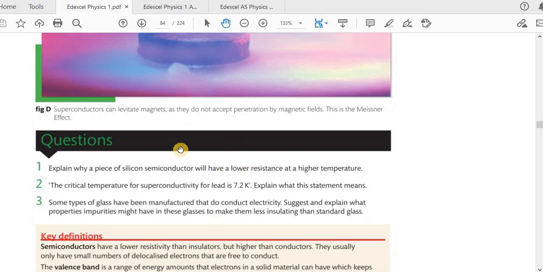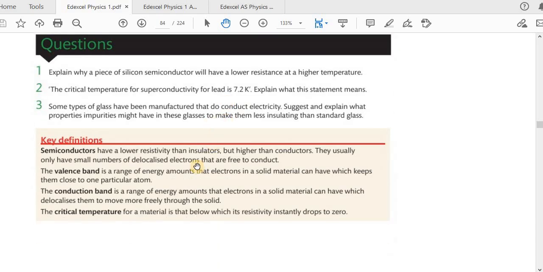Okay, we have come to the end of the chapter. Make sure you answer all these questions. Then key definitions: semiconductors have a lower resistivity than insulators. The lower the resistivity, the lesser the resistance, because from the equation you can figure it out. R, resistance, equals rho L over A. So when rho decreases, the resistance decreases. So lower the resistivity, remember that equation.